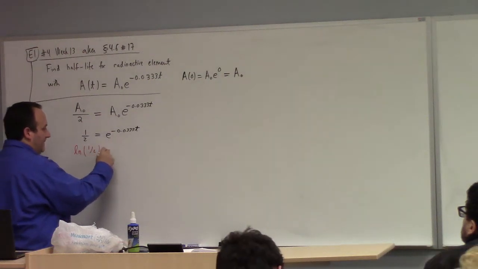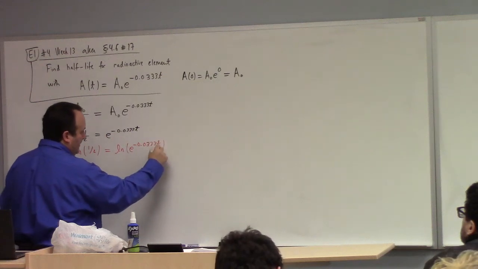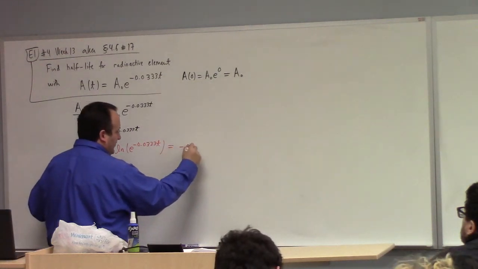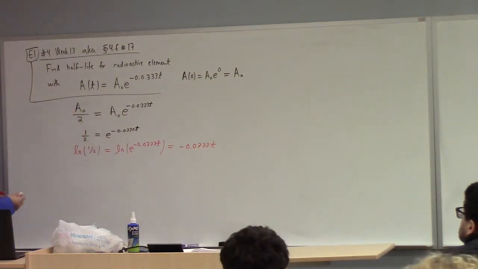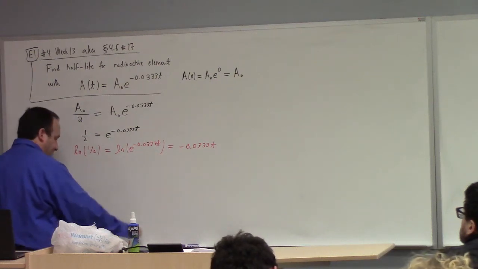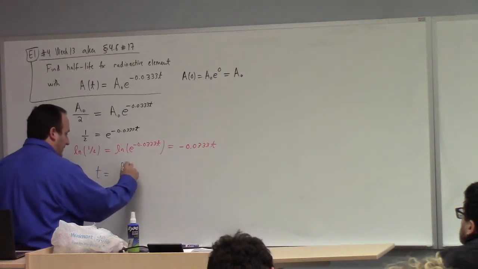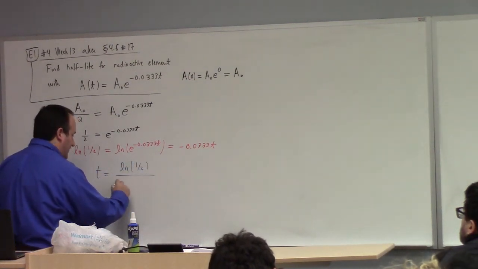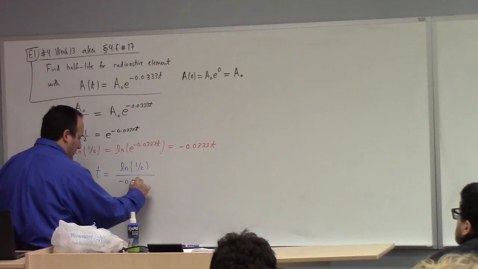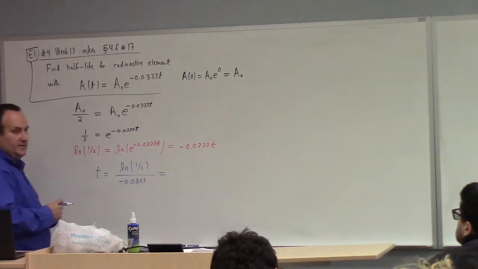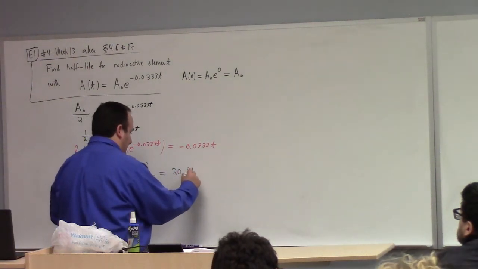The natural log of 1/2 is the natural log of e to the minus 0.0333t. That simplifies to minus 0.0333t. And now I can solve for t. So what's t equal to? t is equal to the log of 1/2 divided by minus 0.0333. So let's work that out. You plug it in your calculator, and what you get is about 20.81.